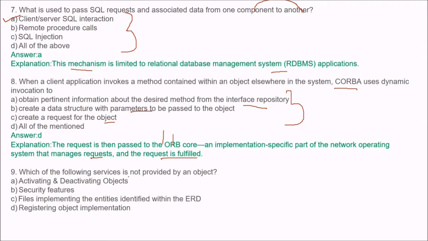Which of the following services is not provided by an object? These are options for you. The answer is C, file implementing the entities defined or identified with ERD. An ERD is not a part of UML.